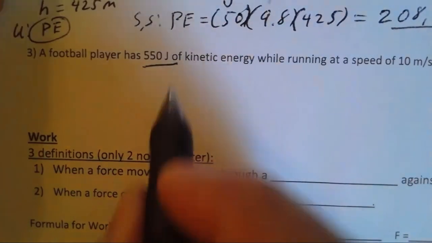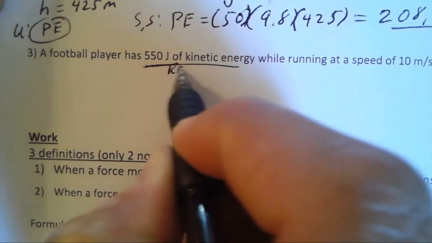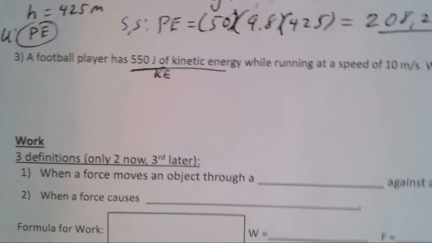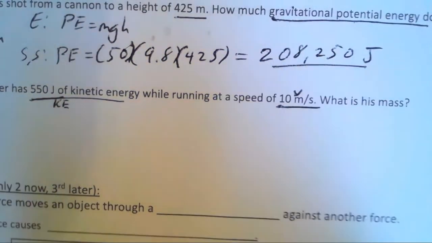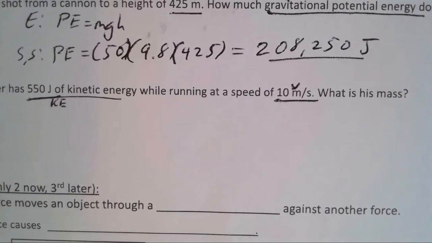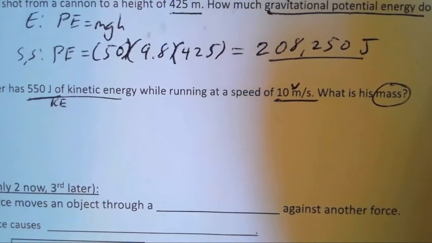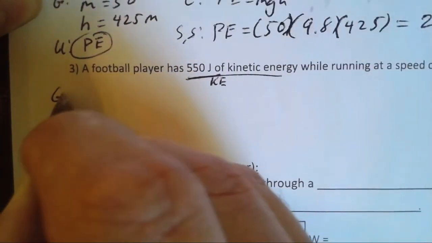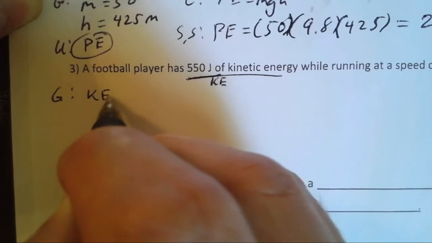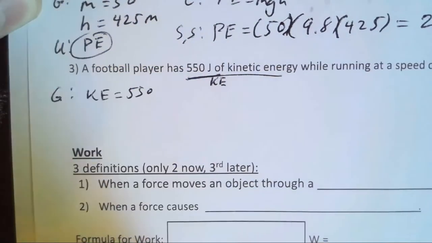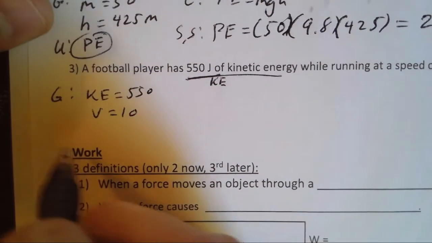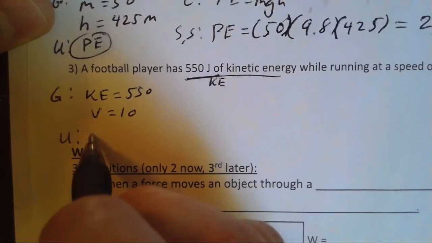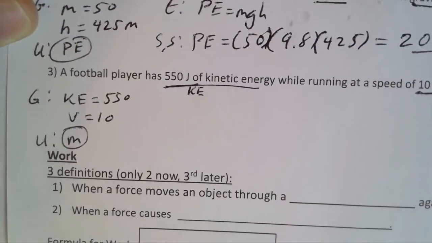It gives us the kinetic energy of the player right here, which is different than the previous two. Has that much kinetic energy while running at a V, at a speed of 10 meters per second. And we want to know mass. So same thing, we're going to go a little bit faster. Kinetic energy is 550. We know the speed is 10. Problem wants us to find M, the mass.